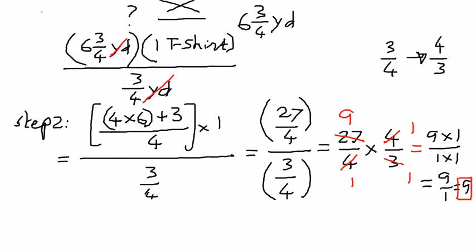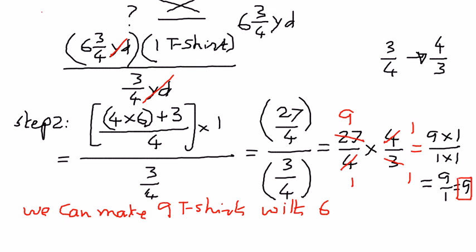And therefore, the way we can tie it back into the problem is by saying we can make 9 t-shirts. We can make 9 t-shirts with 6 3/4 yard of that cotton fabric. Okay, that is how we can understand these types of problems.